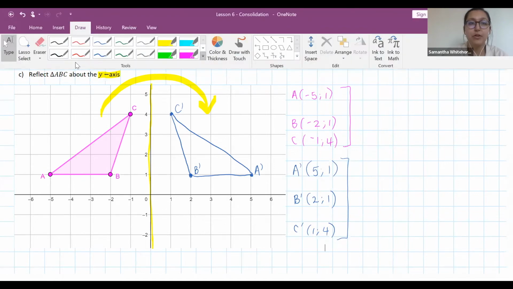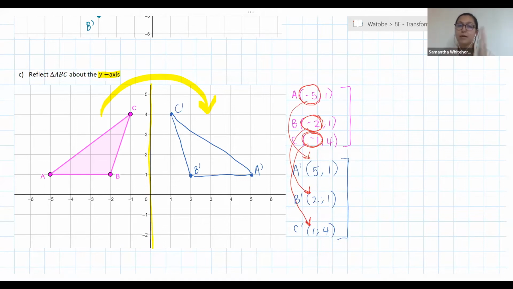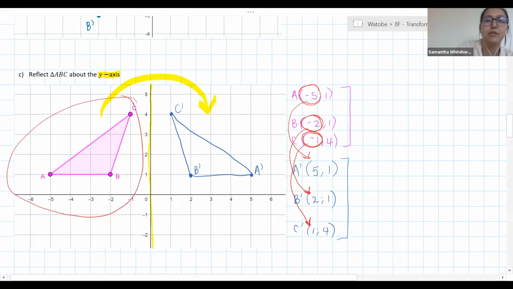So if we have a look at my original A, the x coordinate was -5. It then changed to become +5. The original x coordinate of B was -2. It changed when I reflected to become +2. The original x coordinate for C was -1. It changed to become +1. And so when creating this mirror image, when I go over the y-axis, I'm changing the sign of x. And that makes sense. I'm going from where all of my x's were negative on the left to now where all of my x's are positive when I create that mirror image.